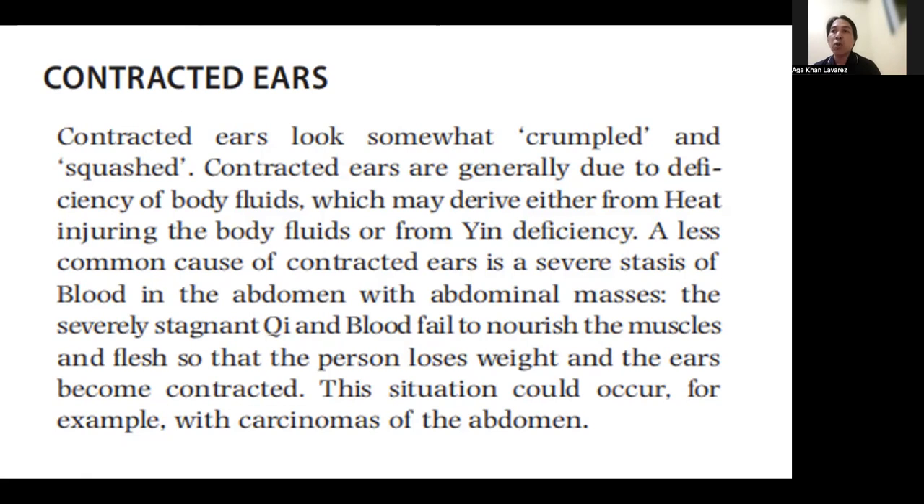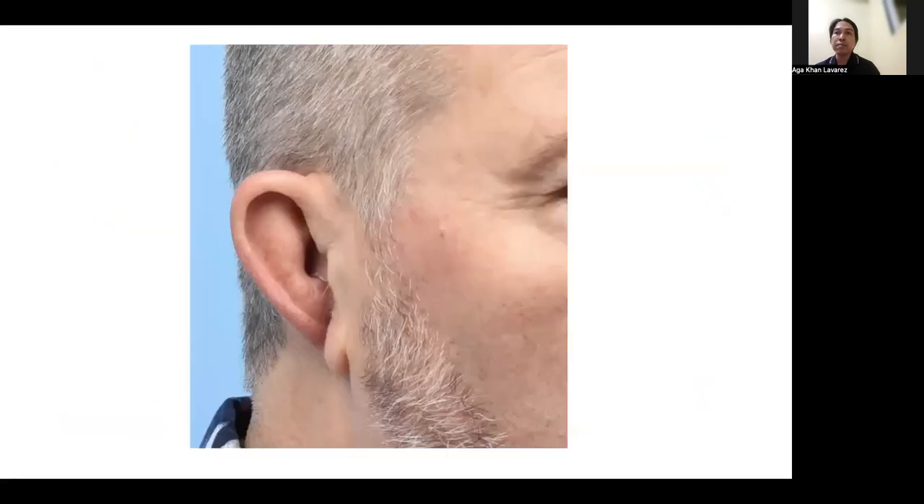with abdominal masses. The severely stagnant qi and blood fail to nourish the muscle and flesh, so that the person loses weight and the ears become contracted. This situation could occur, for example, with carcinomas of the abdomen. Okay, as you can see in the picture.